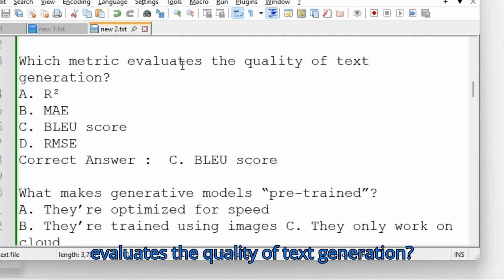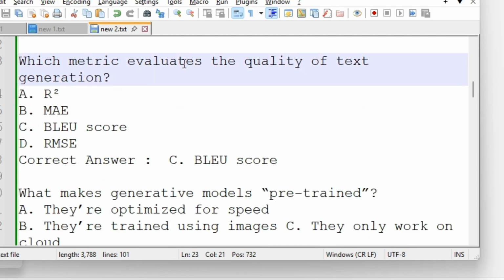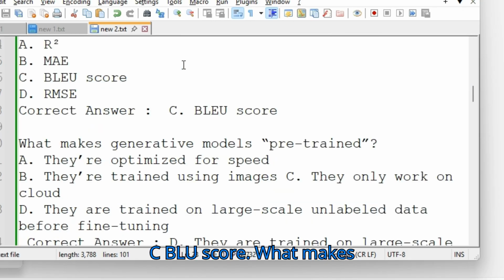Which metric evaluates the quality of text generation? A. R squared. B. MAE. C. BLEU score. D. RMSE. Correct answer: C. BLEU score.